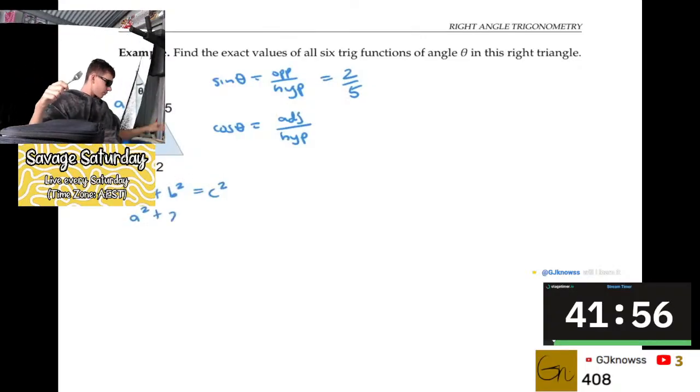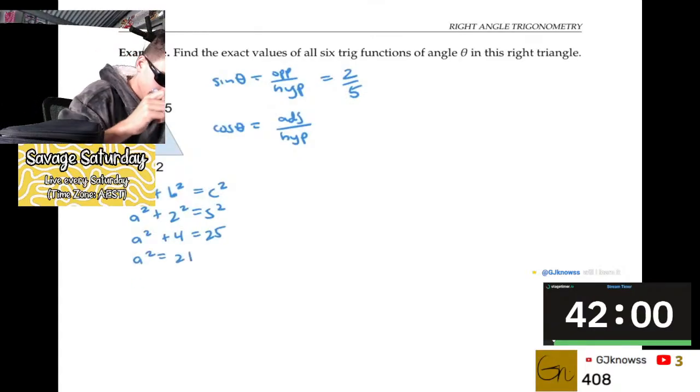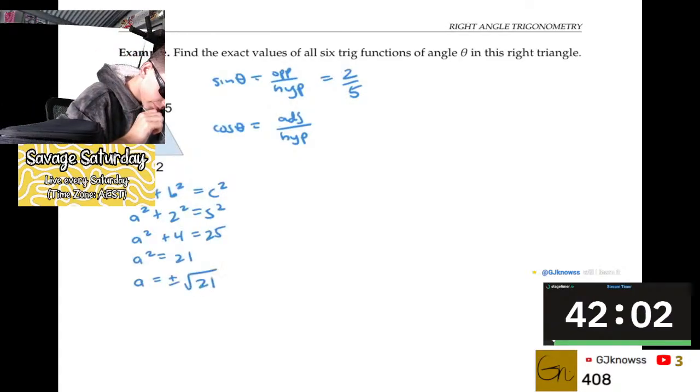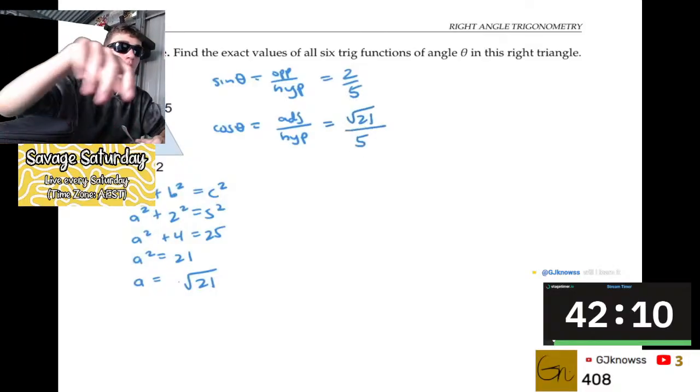So here I have a squared plus 2 squared equals 5 squared, which means that a squared plus 4 equals 25. A squared is 21, so a is plus or minus the square root of 21. But since I'm talking about the length of a side of a triangle, I can just use the positive answer. Returning to my computation of cosine theta, I can write it as adjacent, which is the square root of 21, over hypotenuse, which is 5.